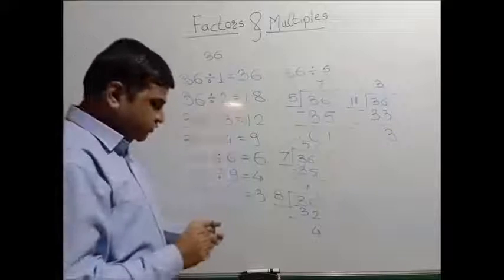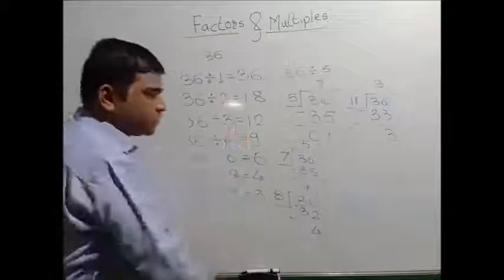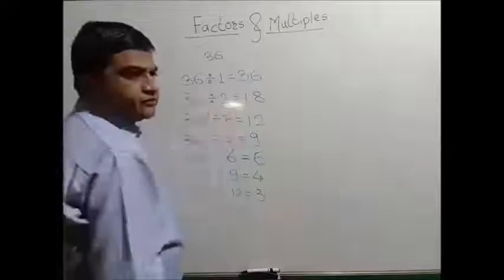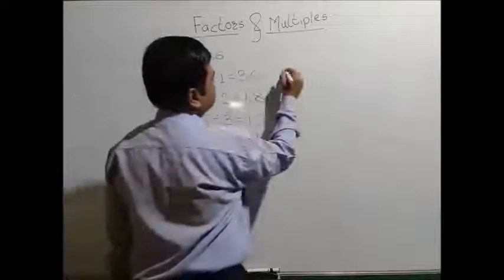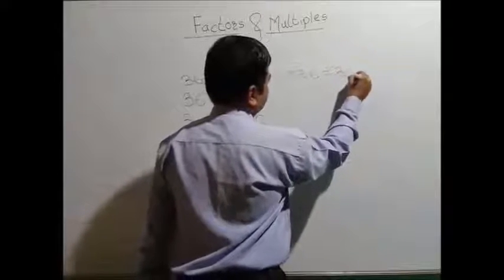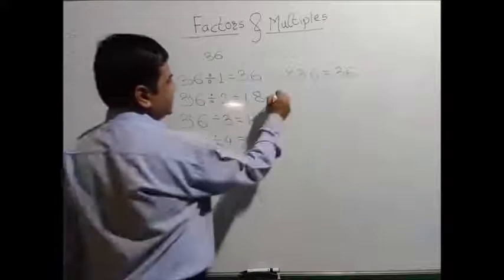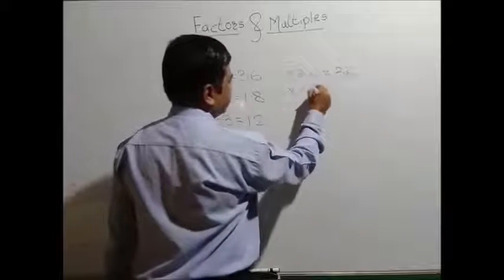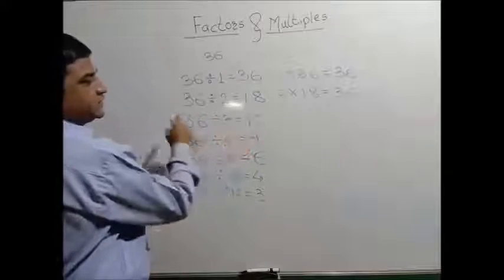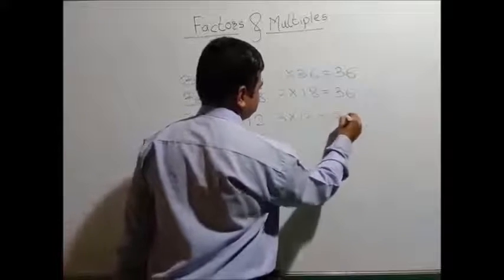So on the other hand, I can write the multiplication facts for all these division facts. If we start to write a multiplication fact for this division, I will write that 1 multiplied by 36 will be 36. Okay, fine. One fact. When I multiply 2 with 18 or 18 with 2, I will get 36. Next, 3 multiplied by 12 is 36.